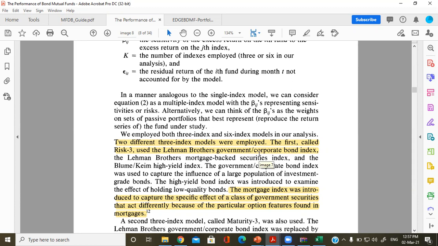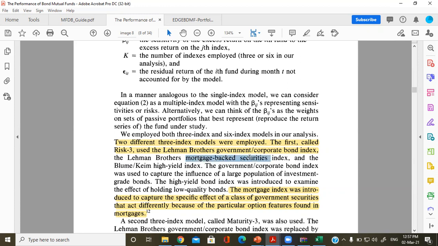Okay, so does this index represent any municipal bond? From the name, what does it imply? It implies it represents only the government and the corporate bonds. Okay, and this model also includes the Lehman Brothers mortgage-backed securities index.